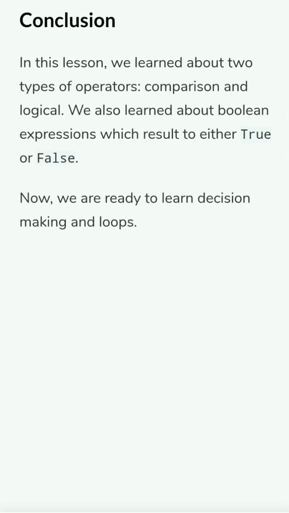Now in this chapter we have concluded that we learned about two types of operators, comparison and logical operators. We also learned about Boolean expressions, which result in either true or false. Now we're ready to learn decision making and loops. Coming up next, we are going to have some programs written, and then afterwards we'll discuss all those programs related to these operators in much more detail for the next topic.